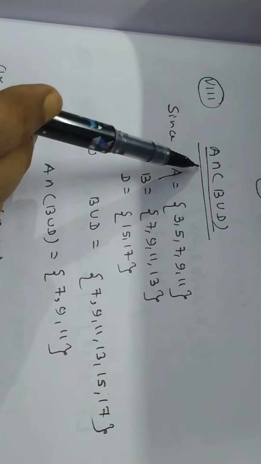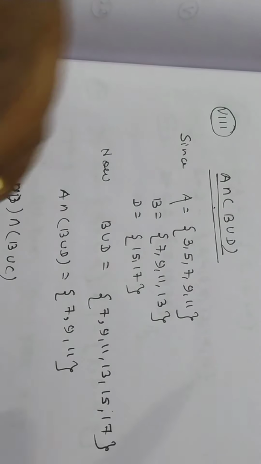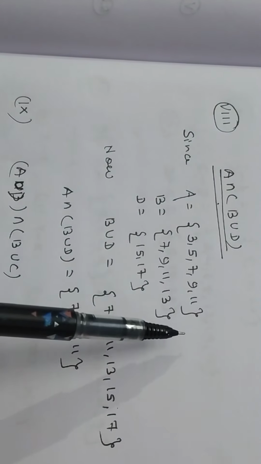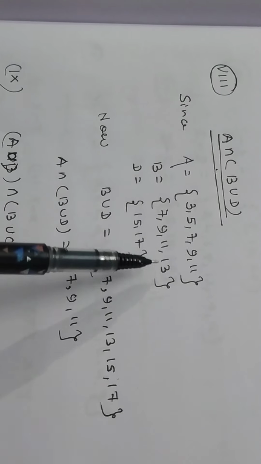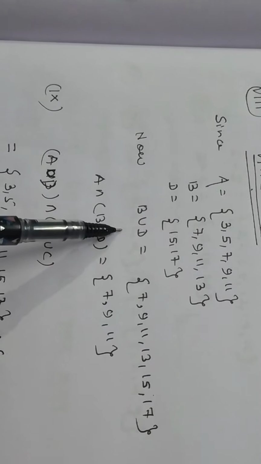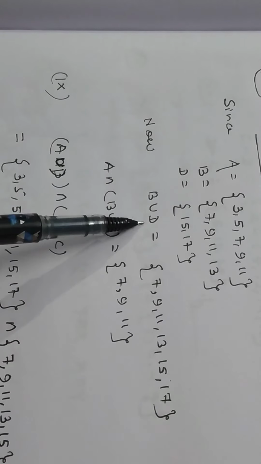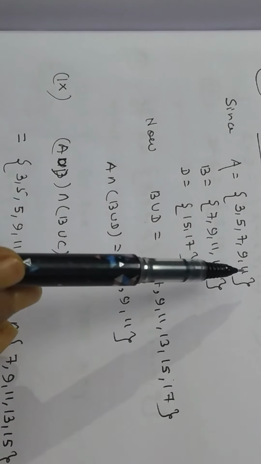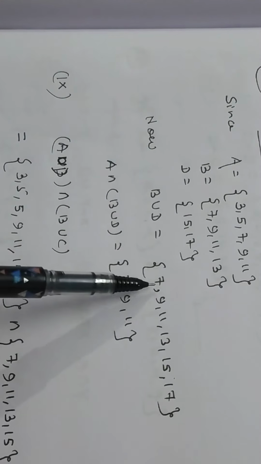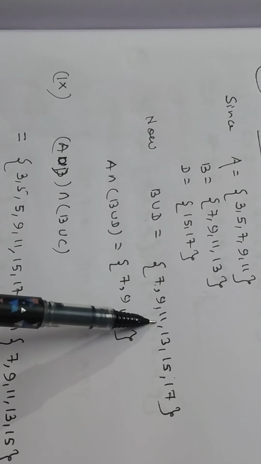Now problem number 8. A intersection B union D. A is 3, 5, 7, 9, 11. B is 7, 9, 11, 13. D is 15, 17. So now you see, 7 is common, 9 is common, 11 is common.